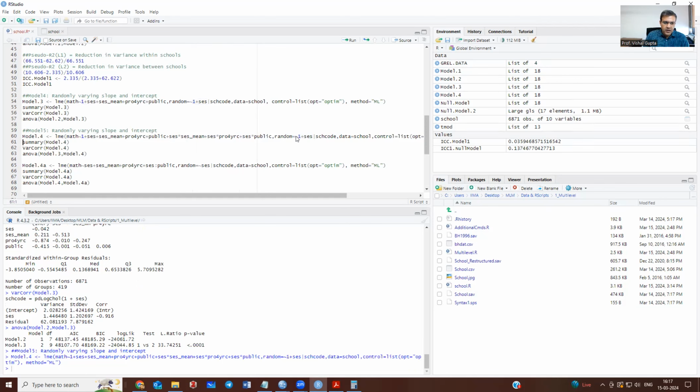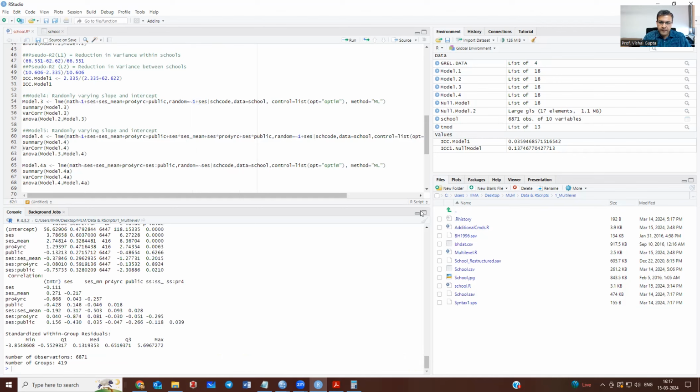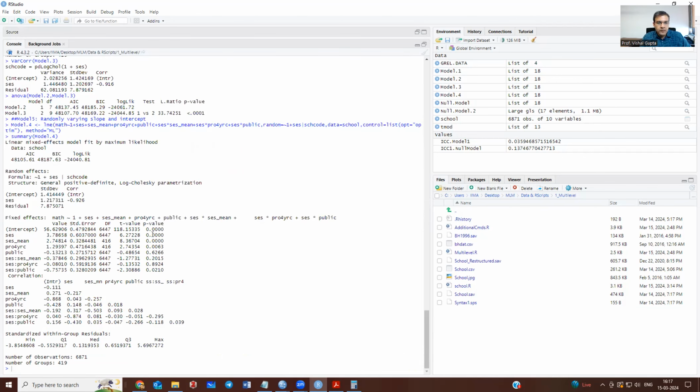Let us run this now, model 4, and we have got the summary. Okay, everybody, you have got it.